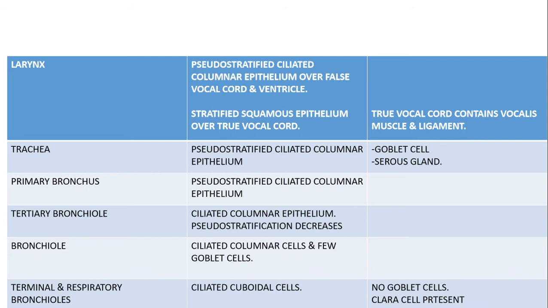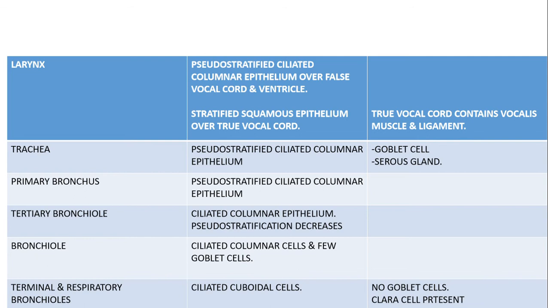Now comes the primary bronchus. The primary bronchus contains pseudostratified ciliated columnar epithelium. Next comes the tertiary bronchiole, which also contains ciliated columnar epithelium, but pseudostratification decreases from the tertiary bronchiole. In the bronchioles, the lining epithelium is ciliated columnar cells, not pseudostratified or stratified, with few goblet cells.